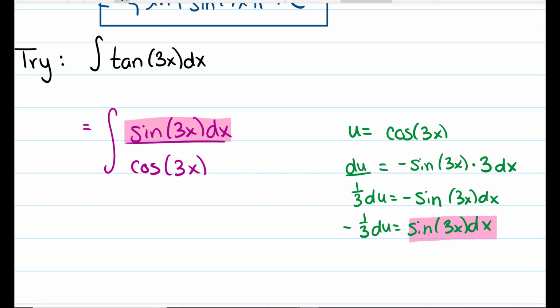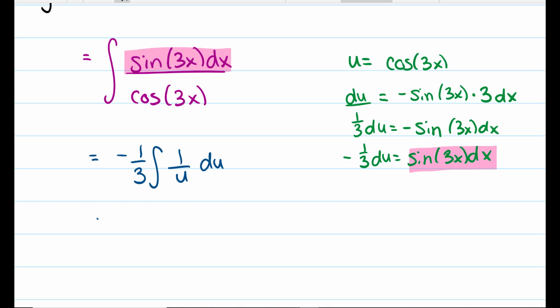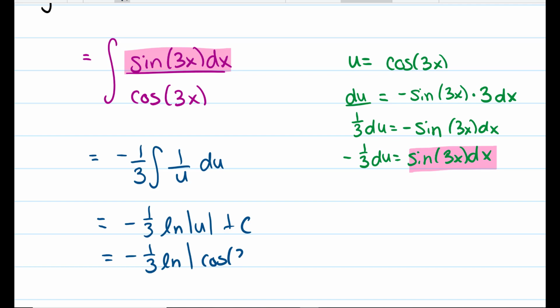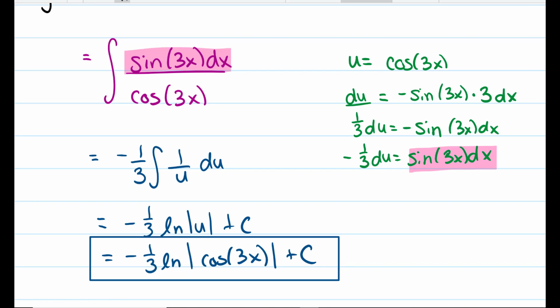So now I'm going to plug in my u sub, and I get negative 1/3 the integral of 1 over u du. This is going to be equal to negative 1/3 ln the absolute value of u plus c, which is negative 1/3 ln the absolute value of cosine 3x plus c. If you're rusty with your trig functions, I really recommend you review those for a bit, because we're really going to use those later in this chapter.